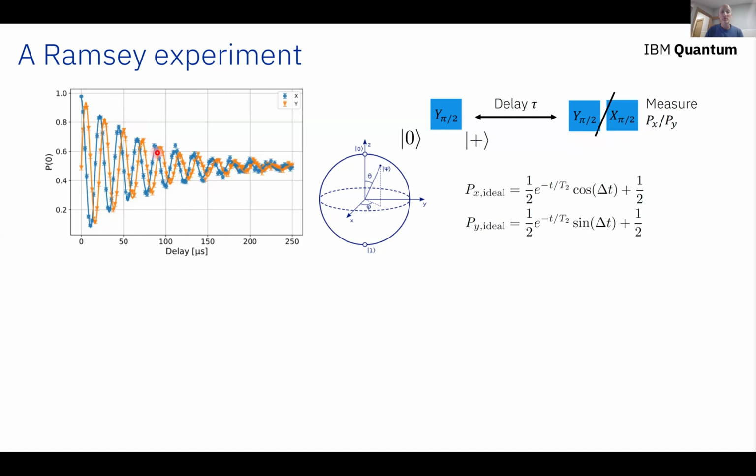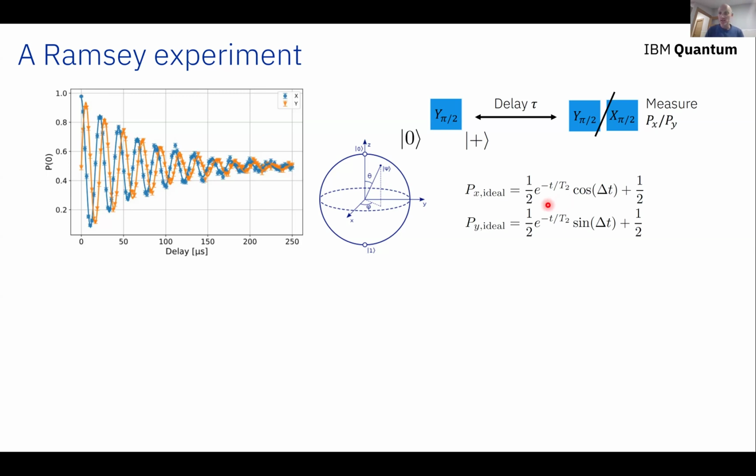These are the expected or typical plots that one sees in a Ramsey experiment, composed of a rotation in this frame with frequency delta, this detuning, this small frequency delta, which is typically of order a few kilohertz up to a few tens of kilohertz, and an envelope of exponential decay with the T2 rate, which is, as we saw before, 100 or 150, 200, between 100 and 200 microseconds, depending on the qubit.